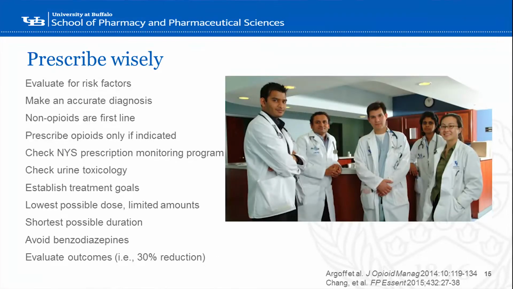We must prescribe wisely. So before prescribing, evaluate for these risk factors. Make an accurate diagnosis. Recognize that non-opioids are usually the first-line treatment for pain. Prescribe opiates only if truly needed. And then check the New York State Prescription Monitoring Program, looking for abnormalities. Check a urine toxicology. Establish firm treatment goals. Use the lowest possible dose in the lowest amount for the shortest possible duration. Avoid prescribing benzodiazepines along with opioids, and evaluate treatment outcomes. We would expect a 30% reduction in chronic pain to correlate with a successful treatment outcome.